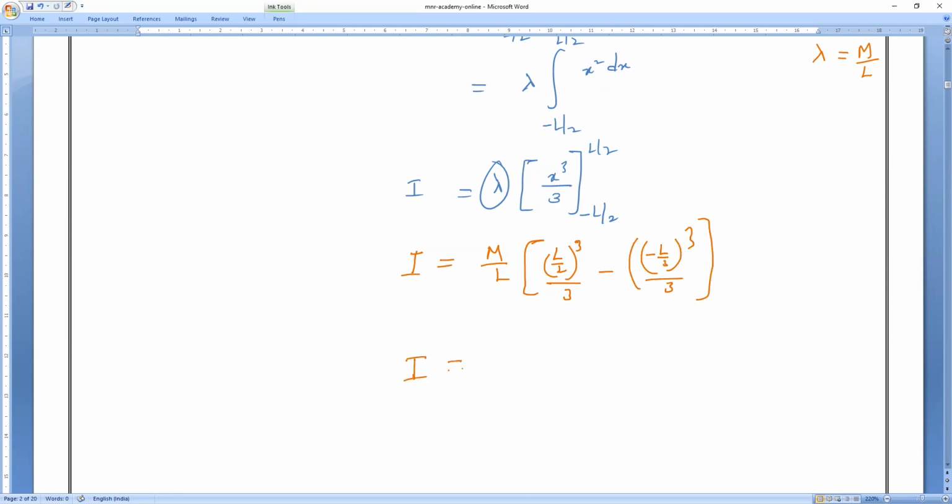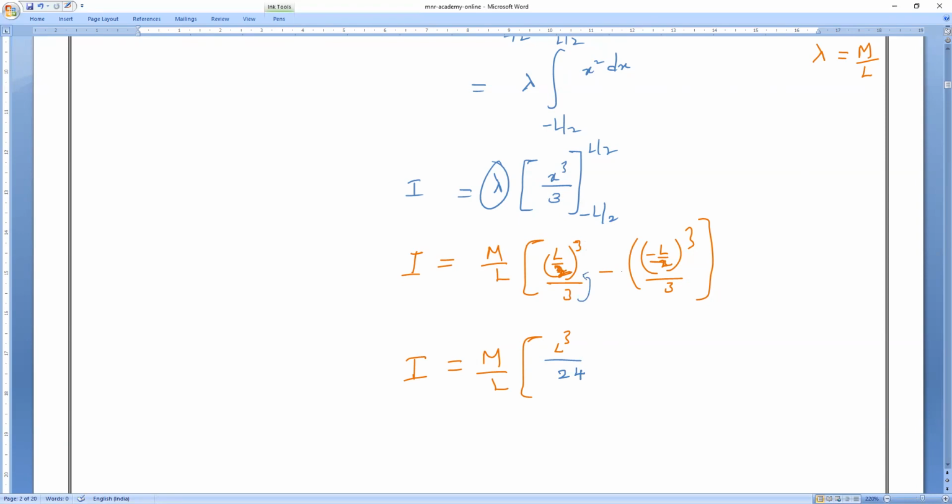Please speak. So this equals m by L into L cube divided by, this is what, everybody? 3 cube only, yeah. L by 2, sorry. L by 2 whole cube, so 2 cube is 8, and 3 will come up. It will become L cube by 24.